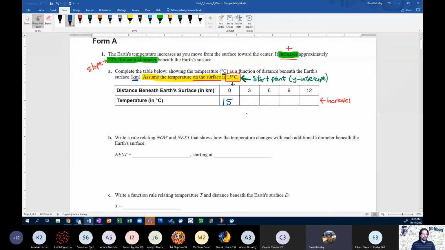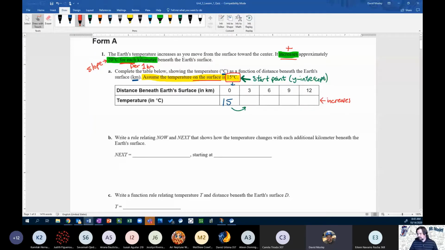So what should be our next entry in the table at a distance beneath the surface of 3 kilometers? How much, well, let's ask this. How much should I add to 15? Right, to get from here to here, what do I add? Right. I'm going to point back. So Eileen, it's a good guess. But look back at our slope. This is a 20-degree increase for each kilometer. That means per 1 kilometer.